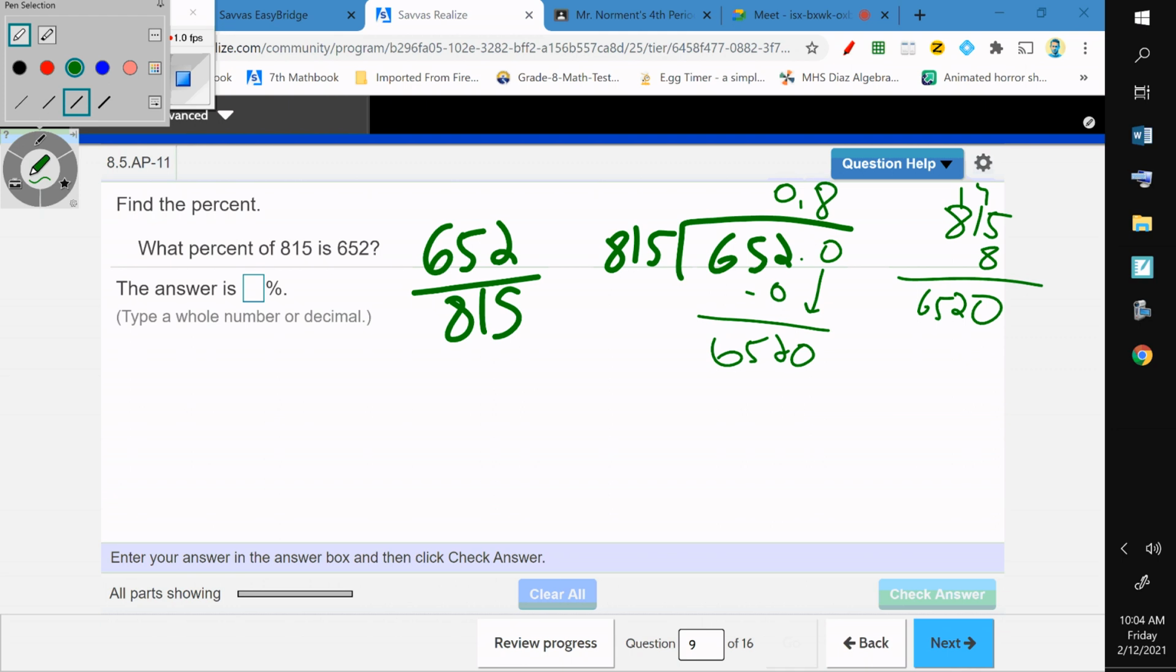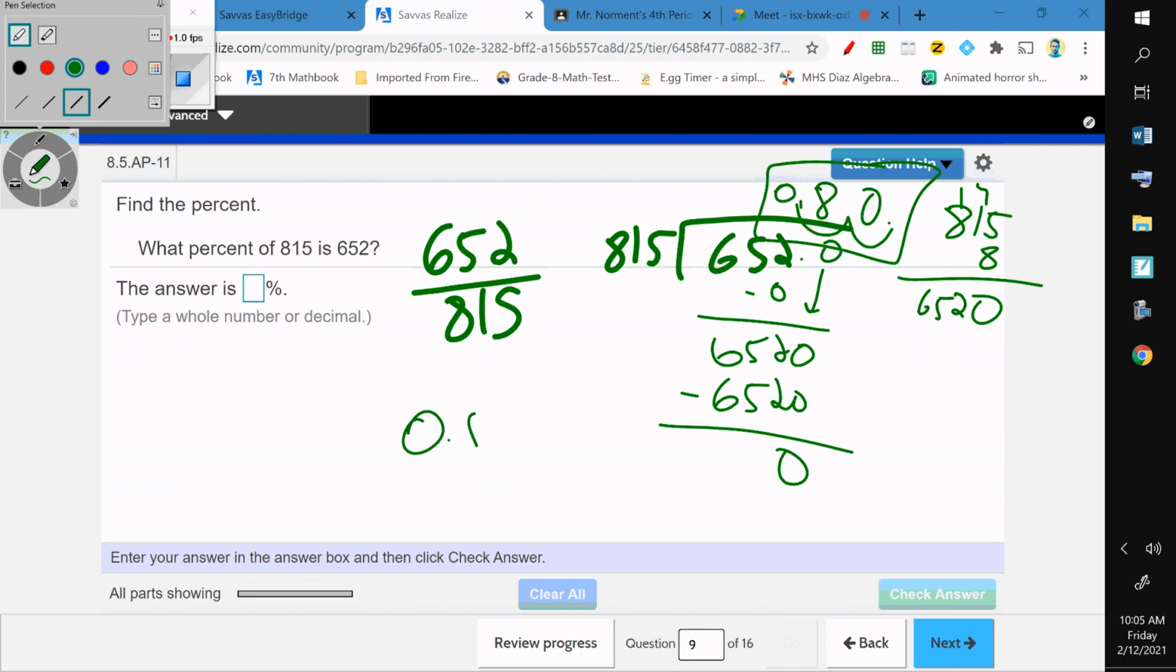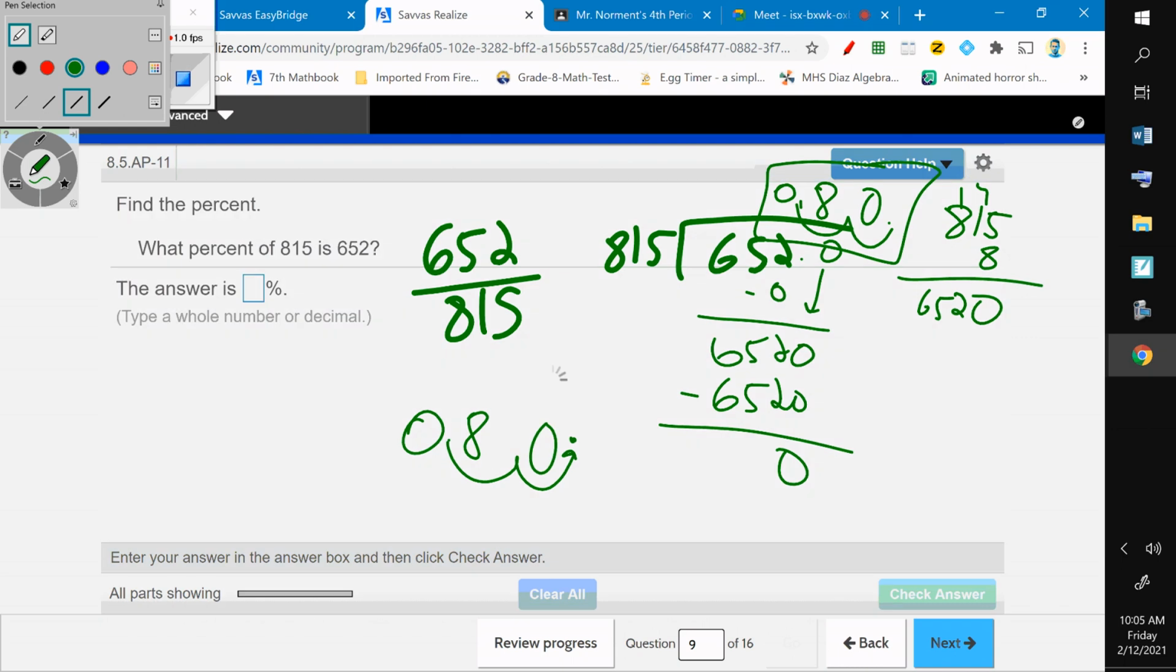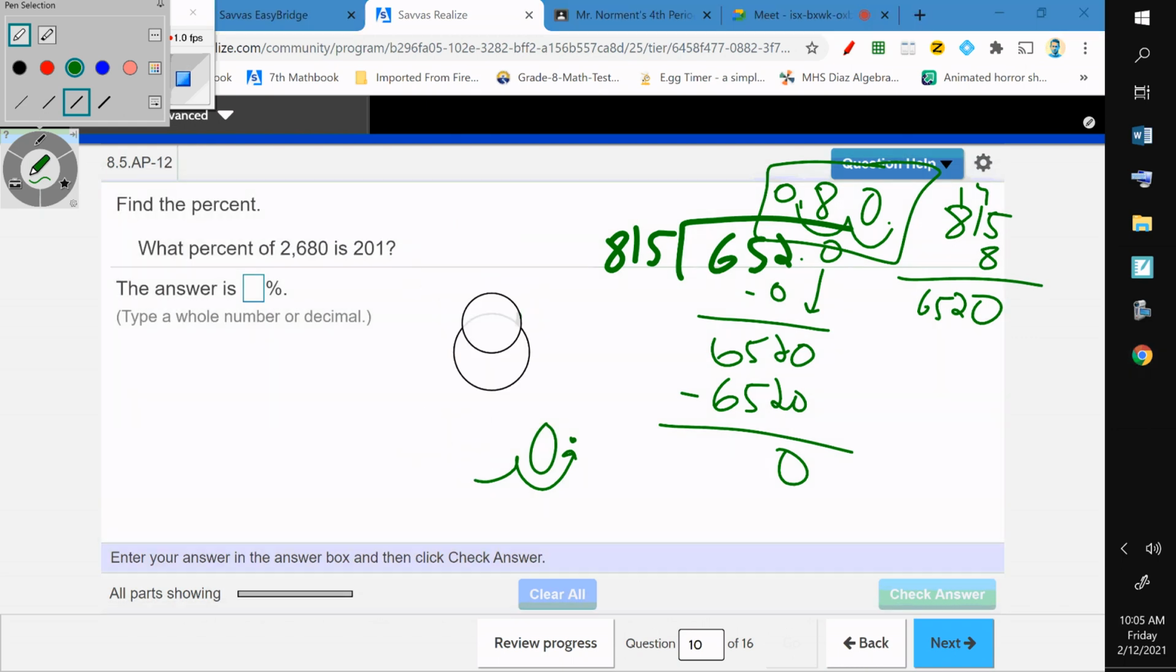Okay, so this one's not too bad, okay? Because when you multiply, you're going to get a remainder of 0, so you're done. So you just move the decimal 2 places to the left, and whatever that percent is, so take this, move the decimal 2 places to the left, and then that's going to be your answer. Wow. Okay, so that one wasn't too bad.